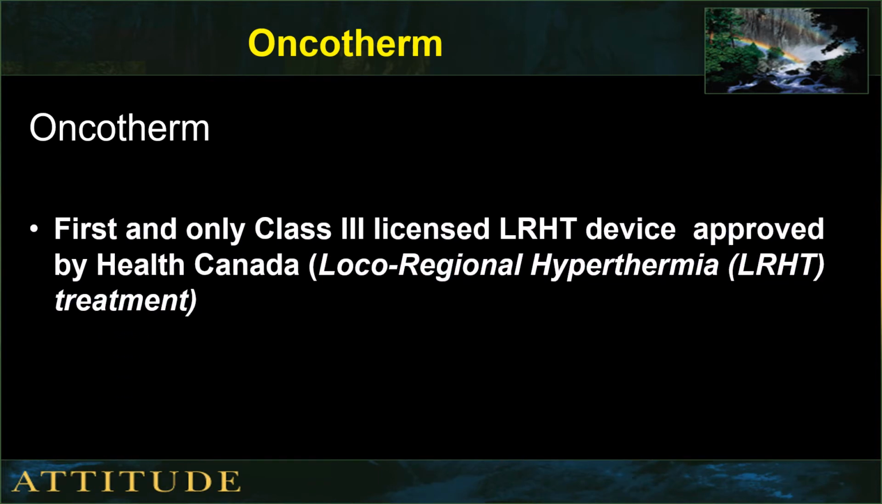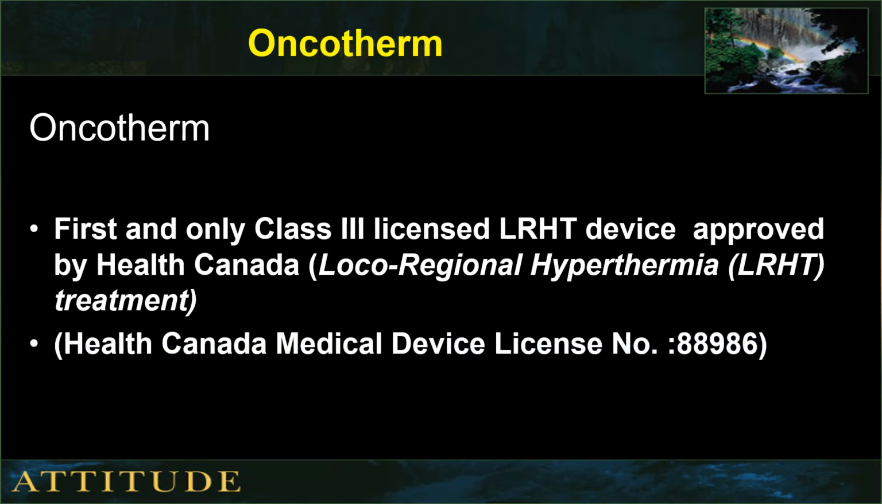Oncotherm is the first and only Class 3 licensed LRHT device approved by Health Canada, which is local regional hyperthermia treatment. Its Health Canada medical device license number is 88986. The unfortunate thing is it's not FDA approved. So many of my US patients have to travel up here in order to receive this treatment. It is not approved within the United States at this point in time.